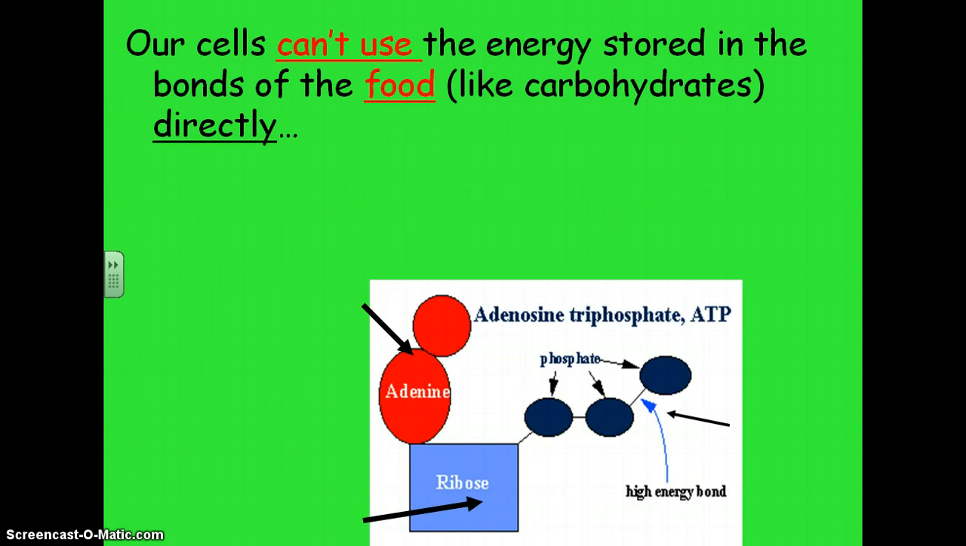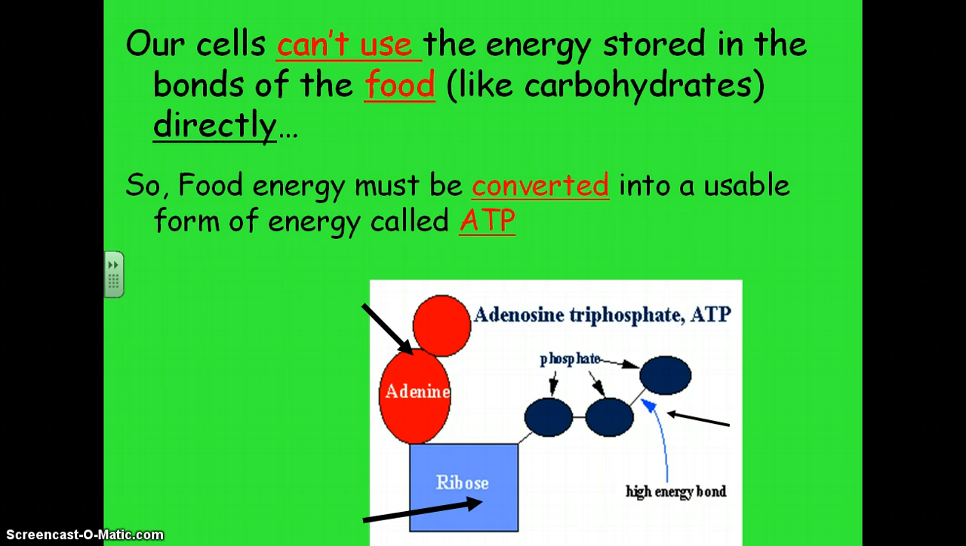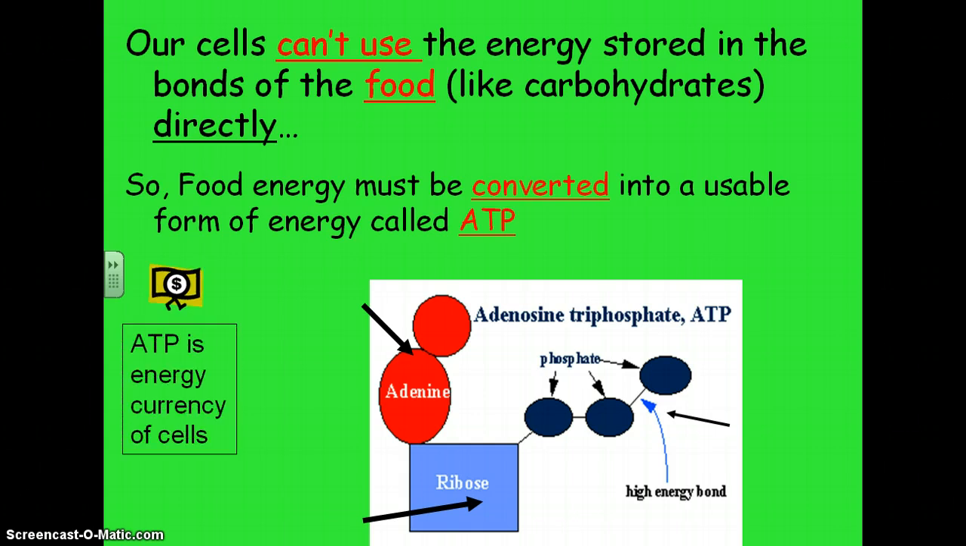So when you eat a cheeseburger, there is lots of potentially stored energy. However, your body can't use it without it being broken down. So in the bonds of food, there's energy, and we use the bonds to make our ATP. So food energy must be converted into a usable form of energy, and we call that energy ATP. ATP is like the energy currency of cells. It's the money. It is what gets things done.